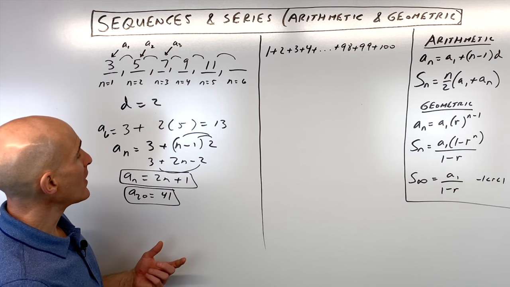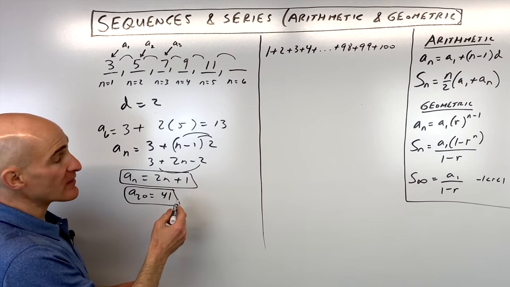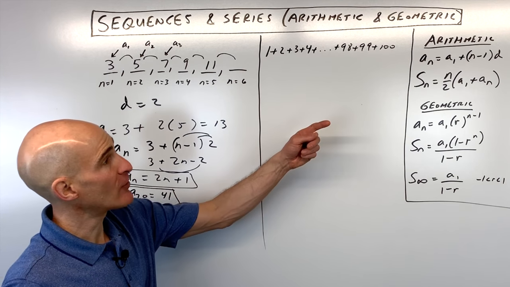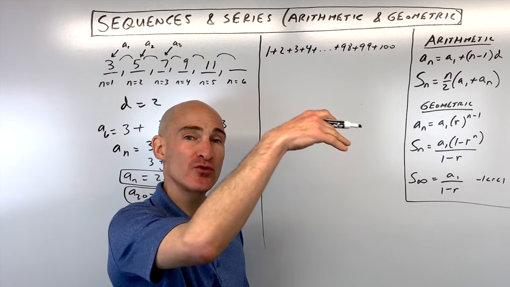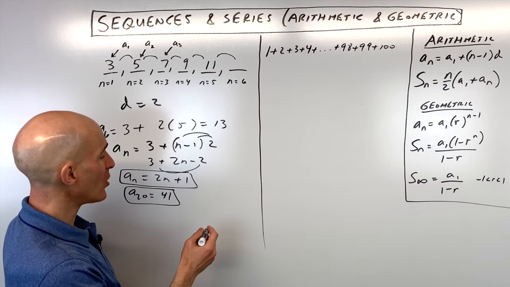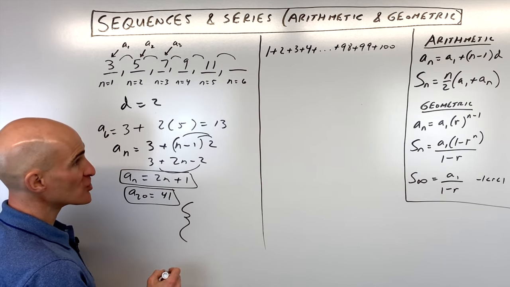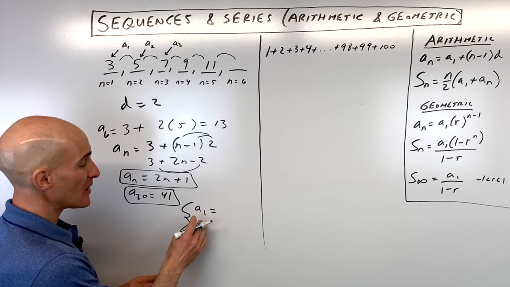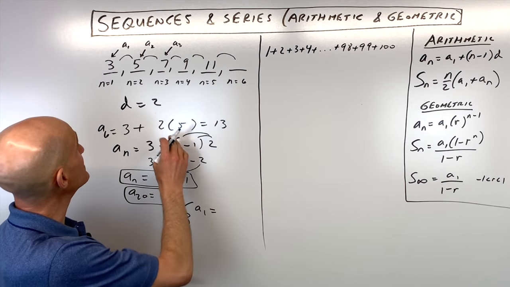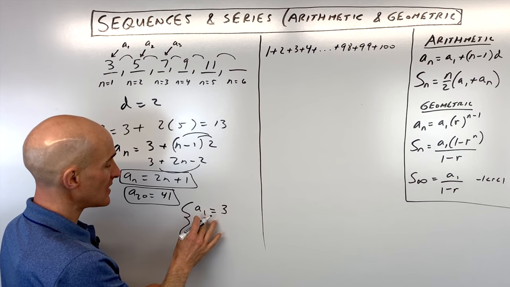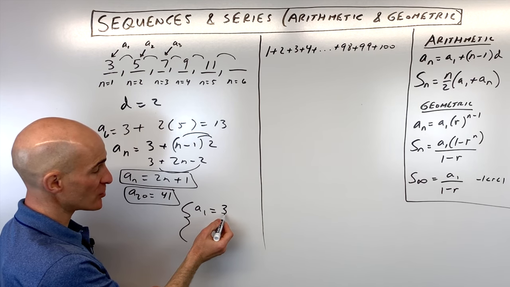Now, another way to write these rules, instead of writing an explicit formula, a formula that takes you right to that particular term, is to write what's called a recursive formula. The recursive formula looks something like this. Let me see if I can show you. You start off by telling the person the first term in the sequence. In this case, it's 3, so a sub 1, meaning the value of the first term is 3.